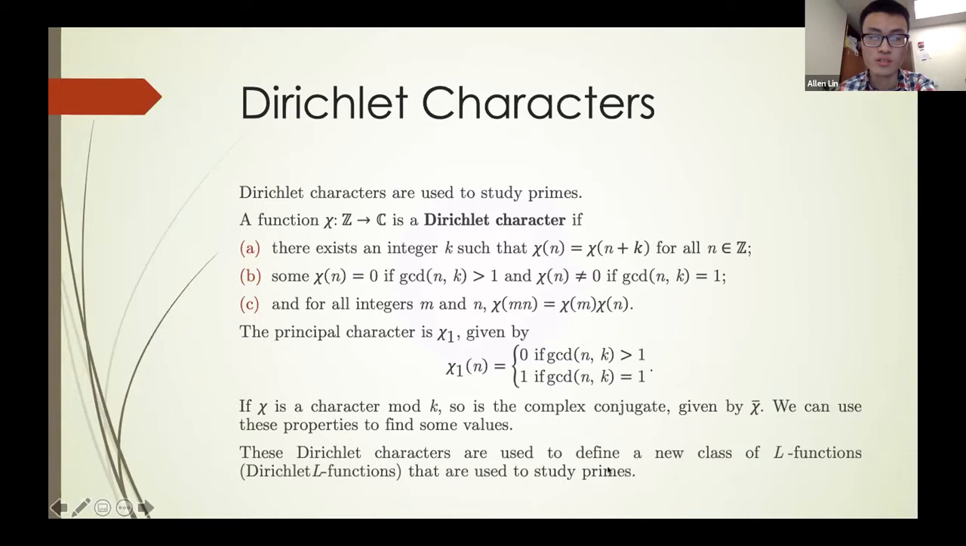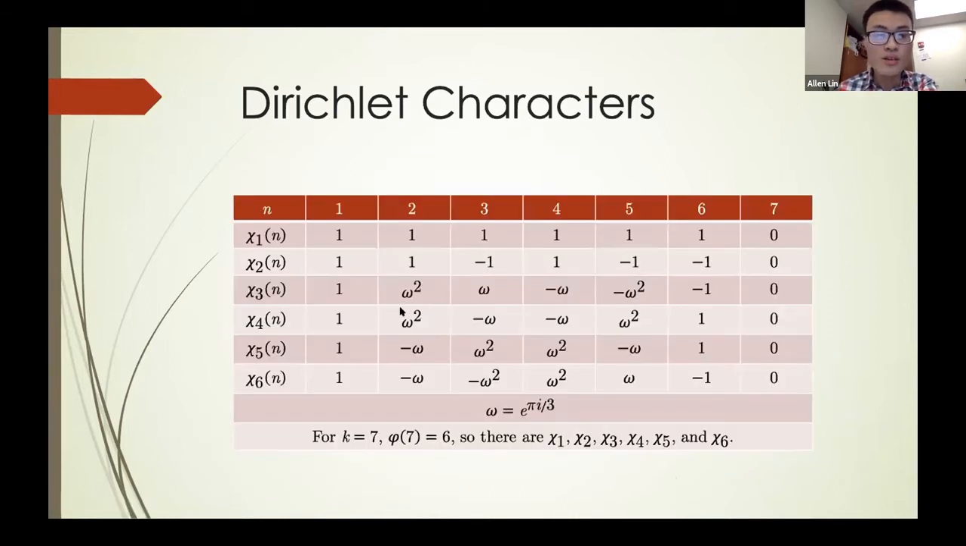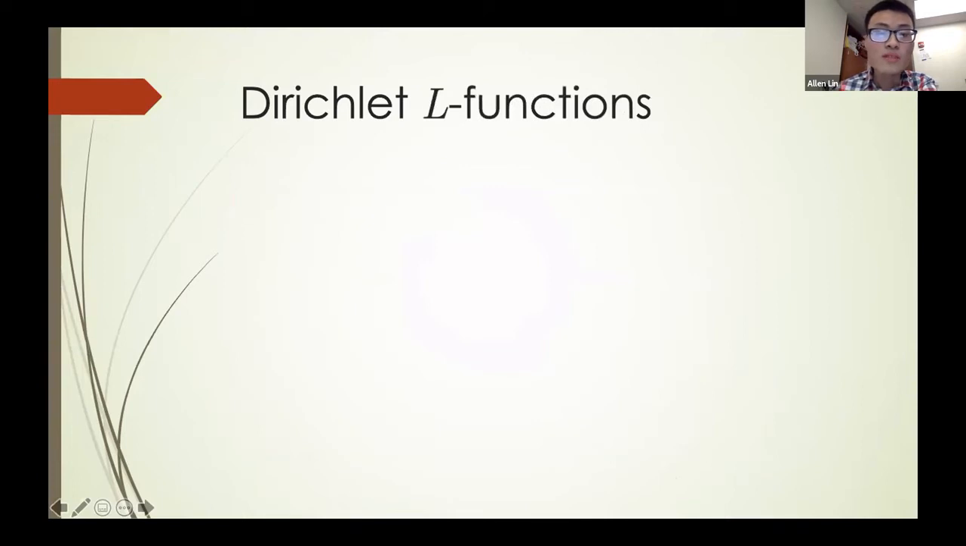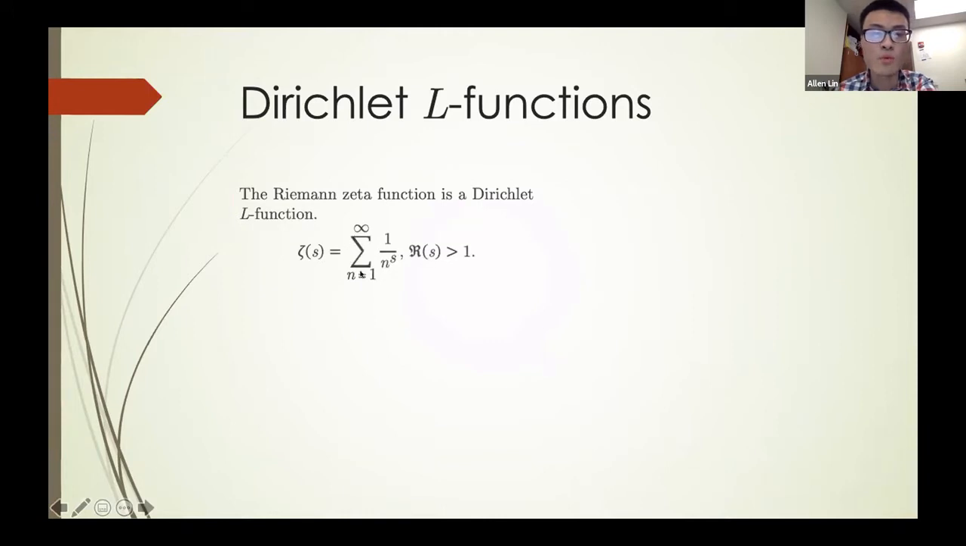Dirichlet L-functions. These functions are a new class of functions that are used to study primes. Here is a table of the Dirichlet characters modulo 7. The Riemann zeta function is a special type of Dirichlet L function. Recall that it is the summation from 1 to infinity of 1 over n to the power of s, and it can be expressed as an Euler product, like so.